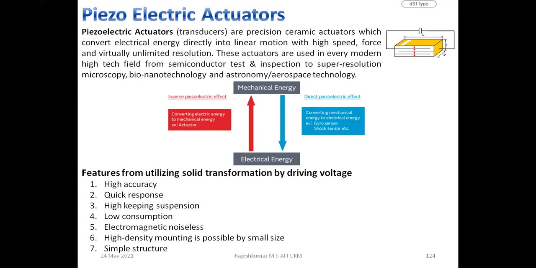Then electromagnetic noise. What is the meaning of electromagnetic noise? Whenever electricity is induced into a magnetic material, an EMF or electromagnetic vibrations are generated. That noise has to be reduced. So with the help of piezoelectric devices, the electromagnetic noise we get is low, and a generally noiseless condition is available.